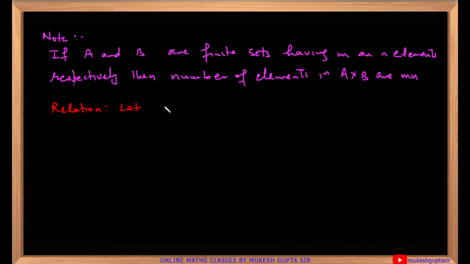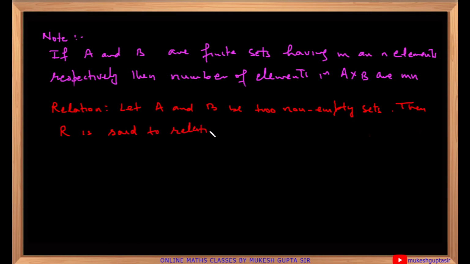Relation. Let A and B be two non-empty sets, then R is said to be a relation from A to B if R is a subset of A cross B.